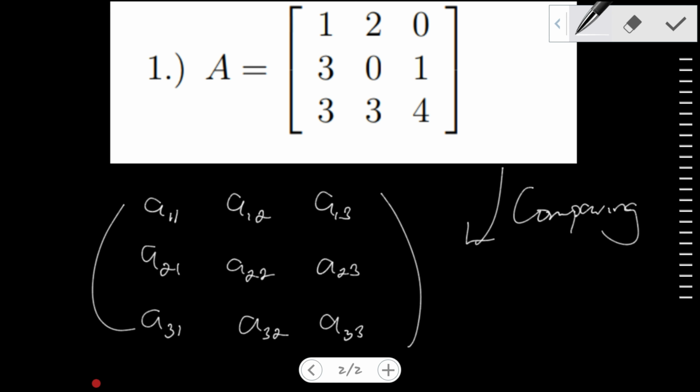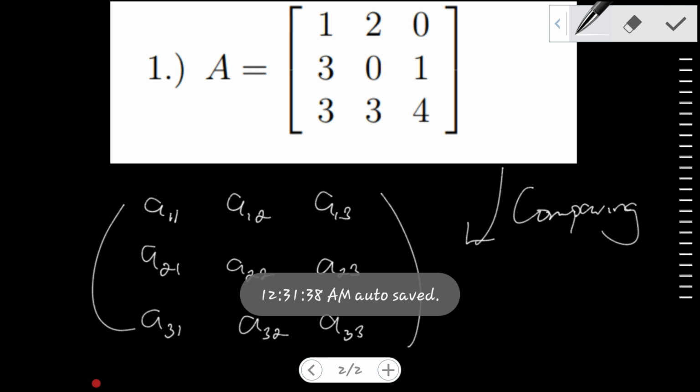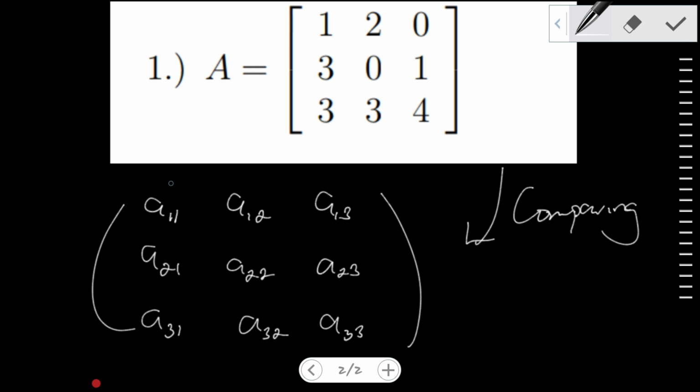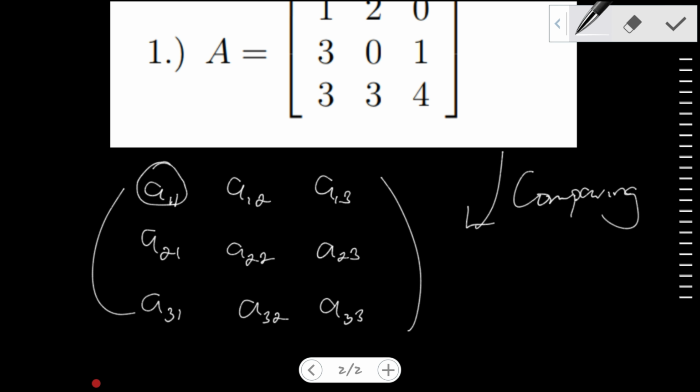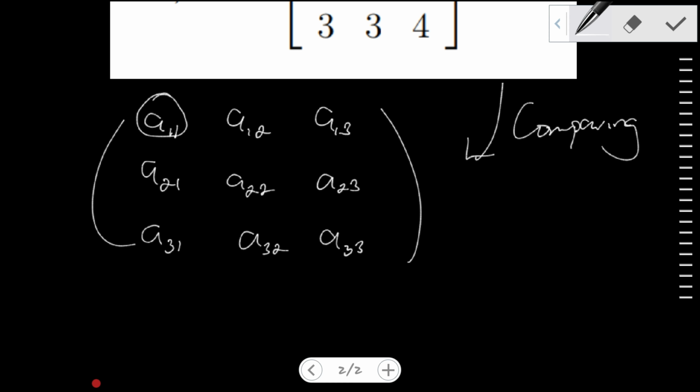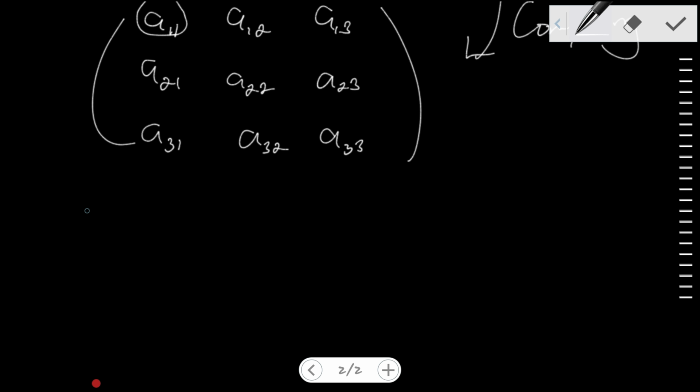Now, let's get the cofactor of 1 in this case. I'll consider that 1 is in this position. Having known that 1 is in the position of A11, to get the cofactor of that 1, you say cofactor C11 corresponding to that A11. This will be equal to negative 1 raised to the power of 1 plus 1, where 1 plus 1 gives you 2.